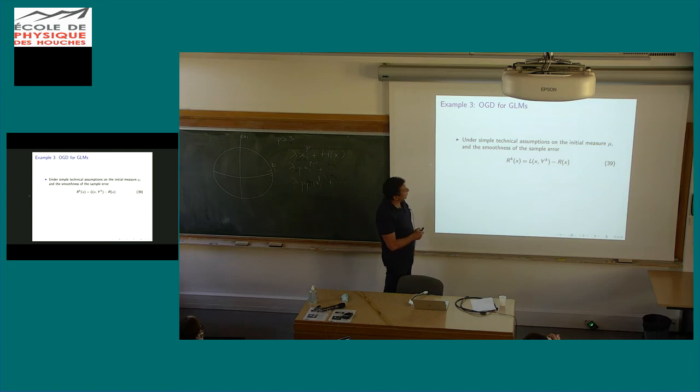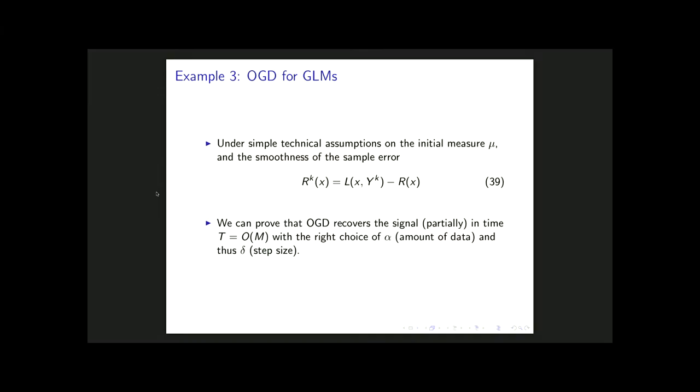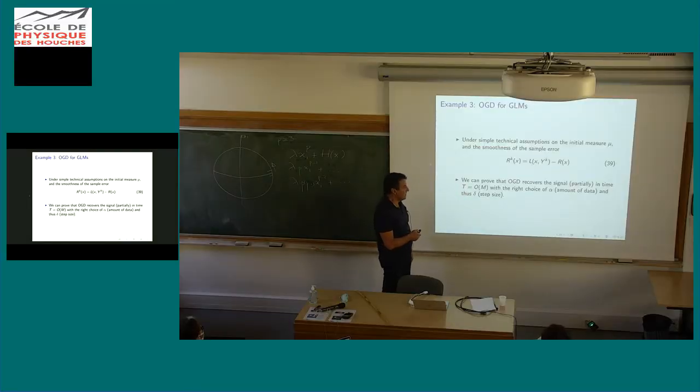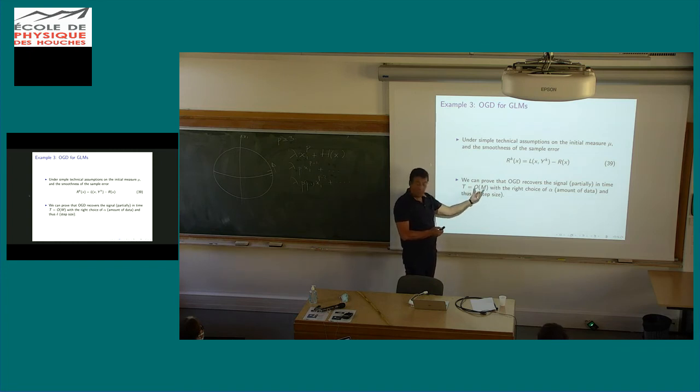We need a technical assumption on the initial measure, which is satisfied by a random initial start, and some smoothness, but let's forget the smoothness. Then we can prove that online gradient descent recovers the signal partially in time t, which is of the order of m. Remember that in online gradient descent, each step corresponds to one data point, with the right choice of alpha, amount of data, and step size.